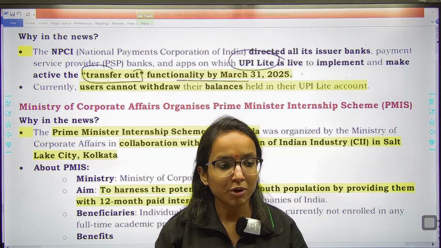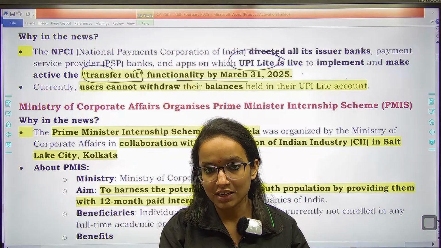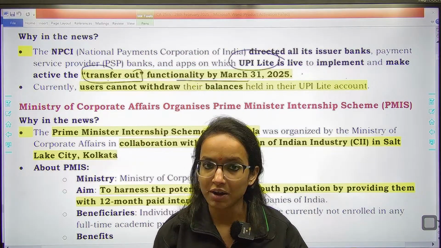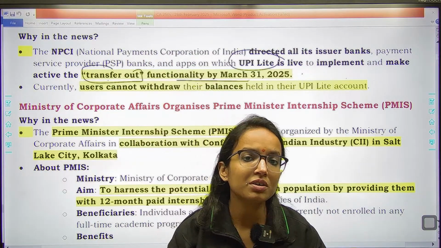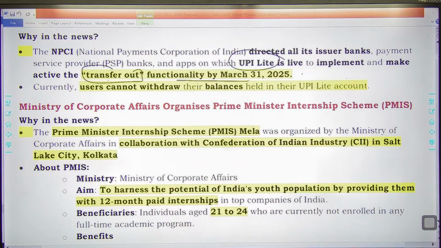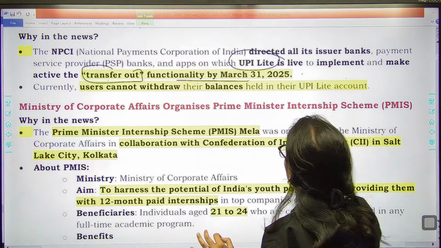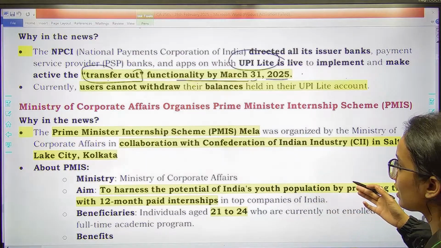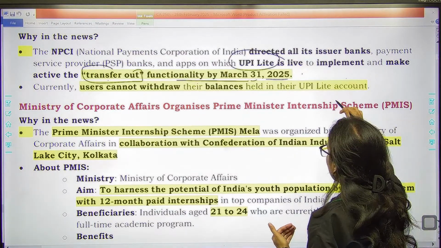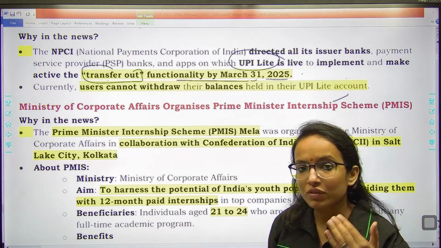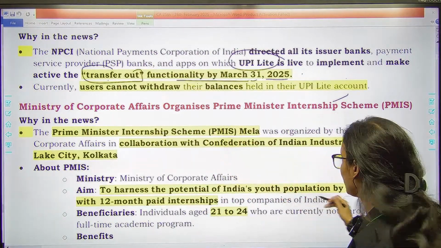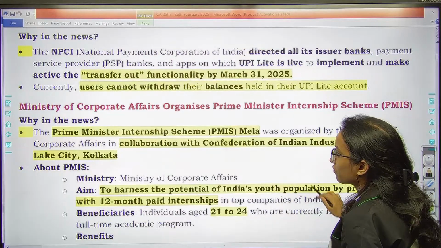Now whatever amount you have put in your UPI Lite wallet, that can be transferred back to your normal bank account from whichever you have transferred it back. So this is transfer back functionality. It will be applicable, remember, by 31st March 2025. And currently, users cannot withdraw their balances held in UPI Lite account. You cannot withdraw the balance in UPI Lite, but now you can. By 31st March, it would be implemented. So this is important, remember, coming from NPCI.